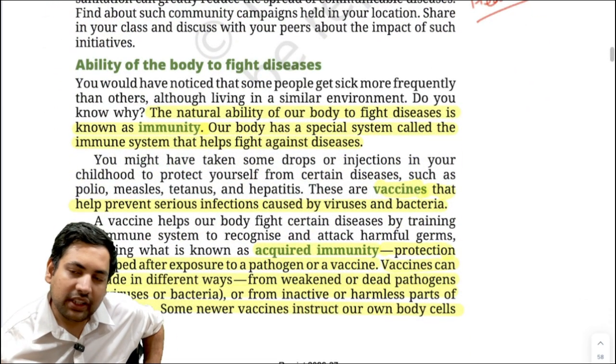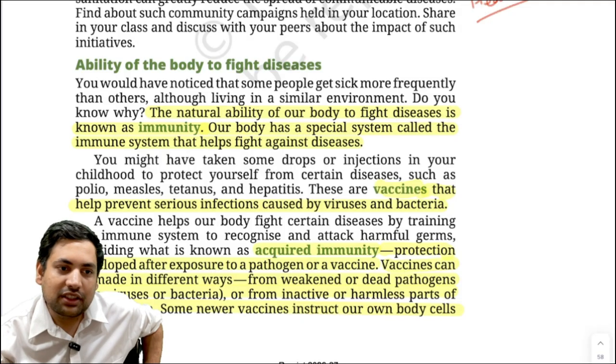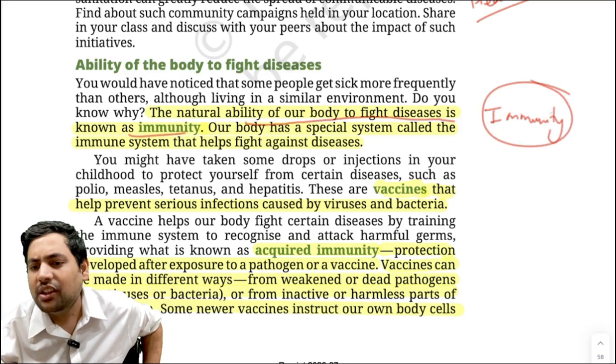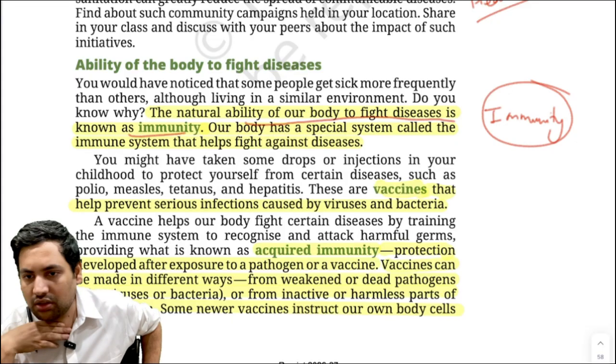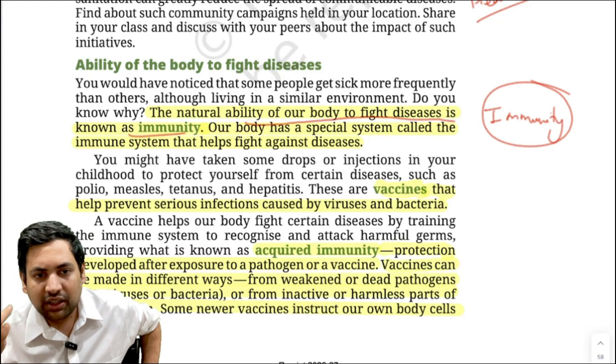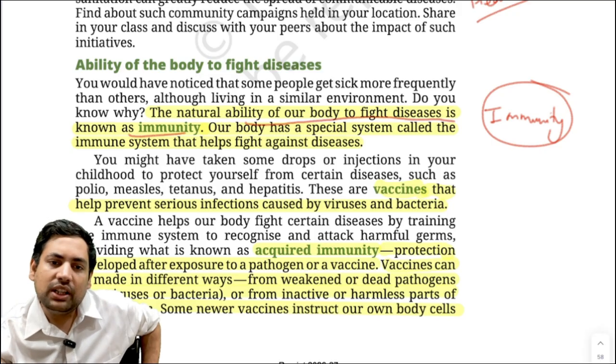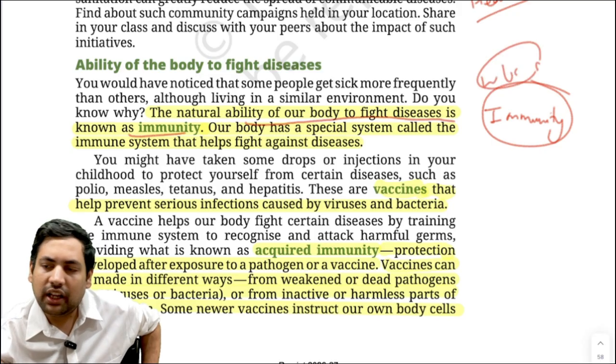Next, the ability of the body to fight diseases. The natural ability of a body to fight diseases is called immunity. We learn about types of immunity also when we do biotech. So immunity is something that our body has to fight off diseases. You might have heard of WBCs. All these are part of immunity.